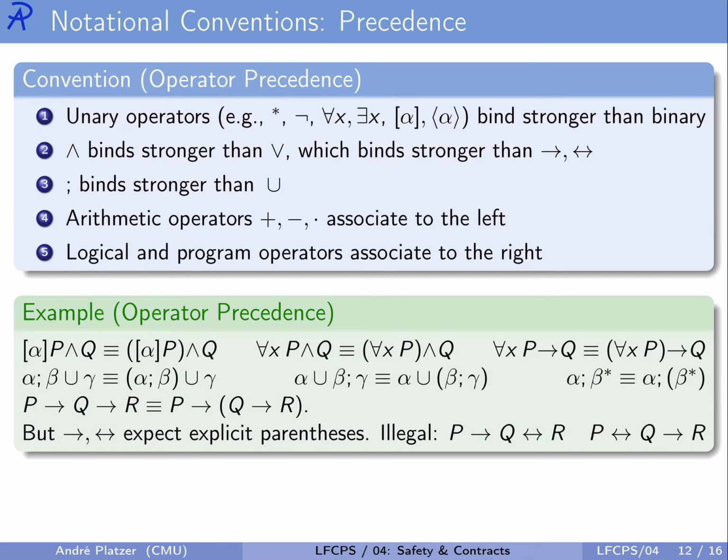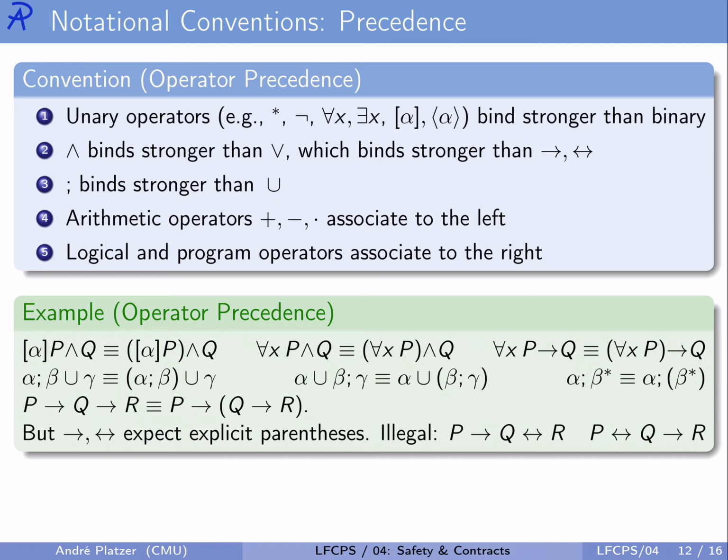All the unary operators bind stronger than binary operators, but the unary ones now are repetition star, logical not, quantifiers, which only expect one formula argument, and alpha box and alpha diamond modalities, which at least only expect one formula argument. As usual, and binds stronger than or, which binds stronger than implication. Maybe the most subtle one: semicolon binds stronger than nondeterministic choice.